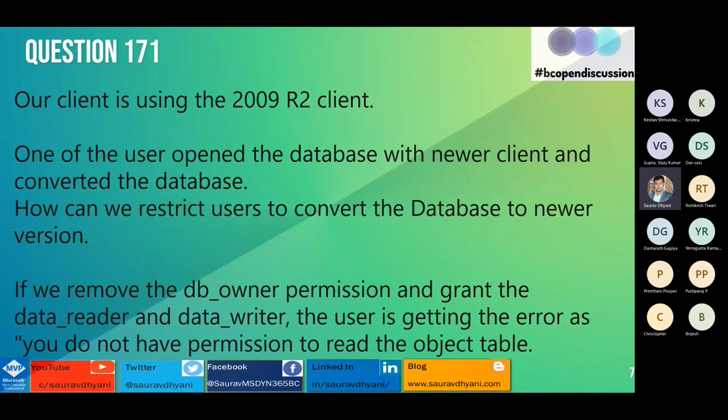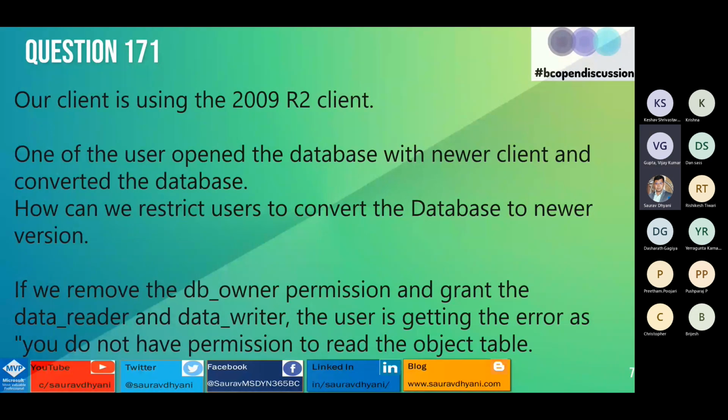And I thought it can be done from SQL, but I guess if they remove the permission of DB owner and just grant the permission of data reader and data writer on SQL, then the user cannot access the object table more or less. So is there a way to stop users from converting the database to a new version in the NAV 2009 era? Anybody knows about it? Because I have no clue about it. As in, is there a permission in NAV 2009 which can limit it? I don't know.